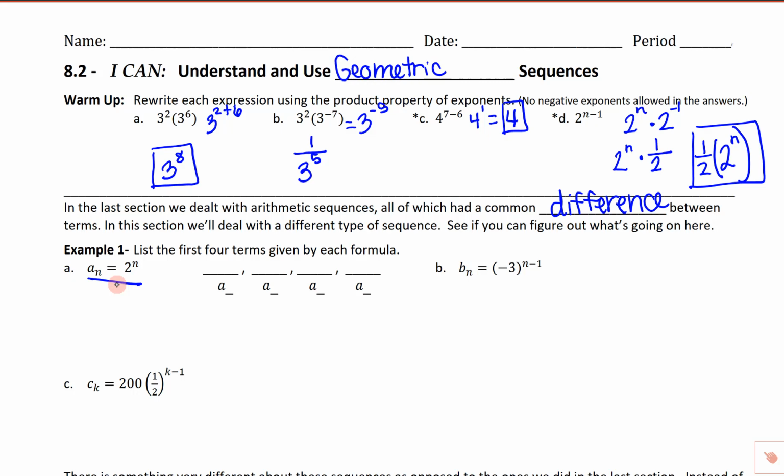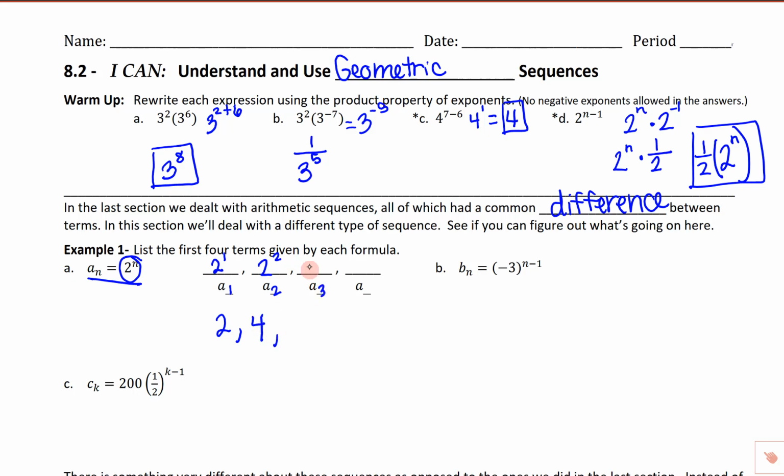So we're going to do what we did before, and we can just plug in. If we want the first term, a sub 1, or a1, we can plug 1 into our formula over here to get that term. So 2 to the first, and that would just be 2. And then for a sub 2, or a2, instead of n, we're going to plug in 2 because we want the second term. So 2 to the second is 4.